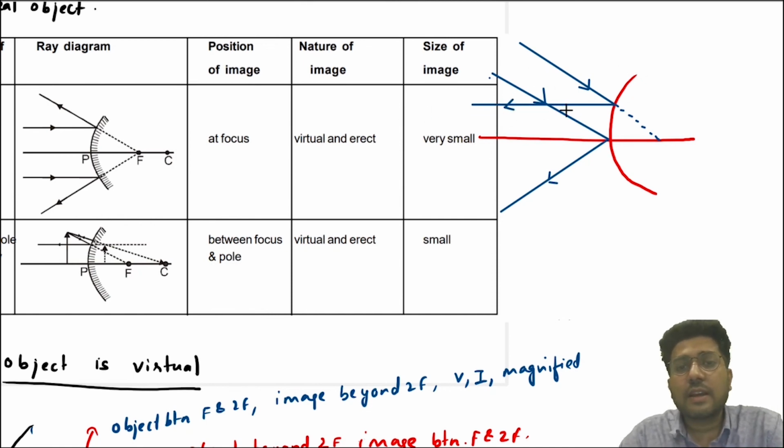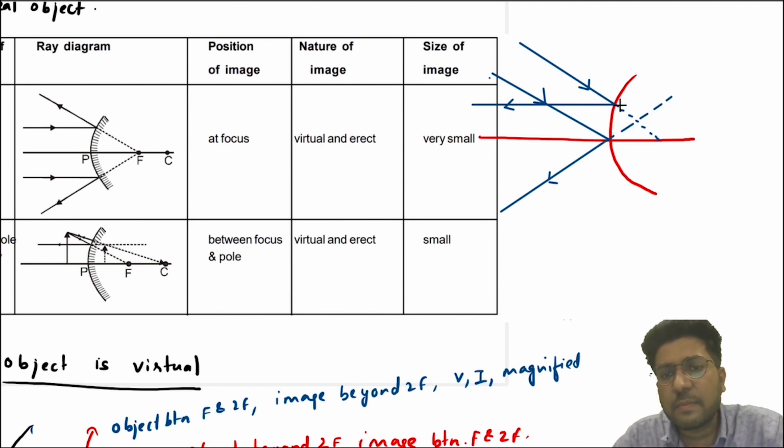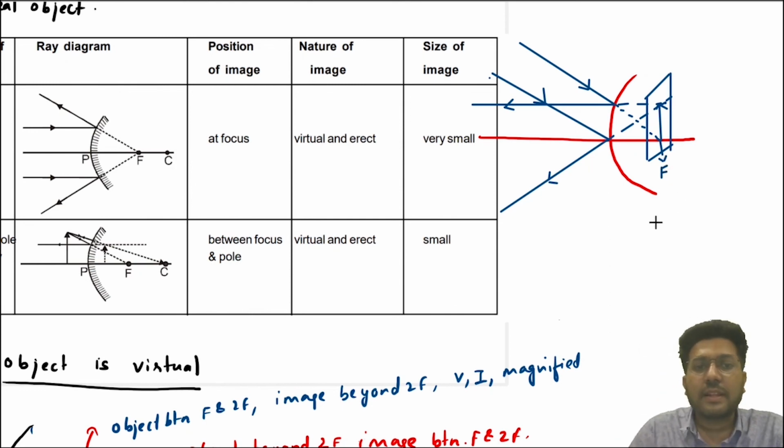Okay, so here this is the reflected ray, this is the reflected ray, and the point of intersection will be behind at this point, and this is nothing but the focus, and the image is formed at the focal plane. Okay, then there are only two cases here.